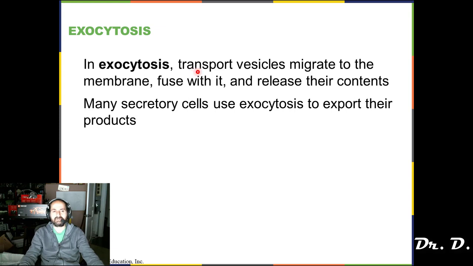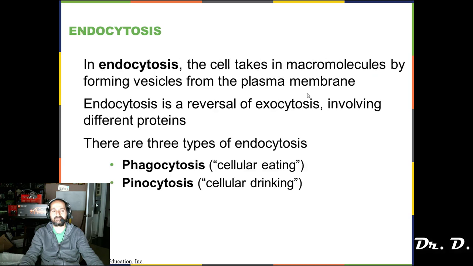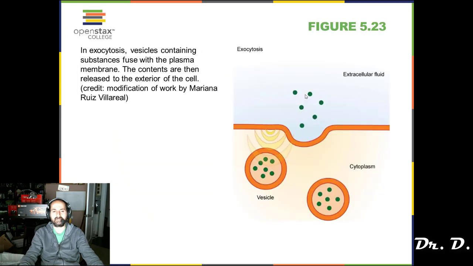In exocytosis, transport vesicles migrate to the membrane, fuse with it, and release their contents. So look, it's very straightforward. Look at this vesicle inside of the cell. So this is the plasma membrane up here. This here is a vesicle inside of the cell. You remember what a vesicle is. It's basically a phospholipid bilayer ball.